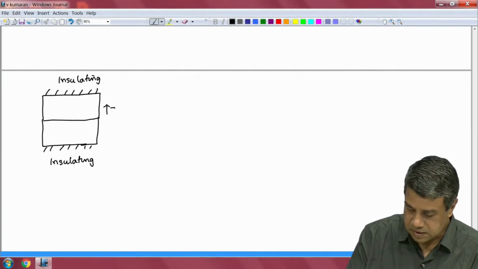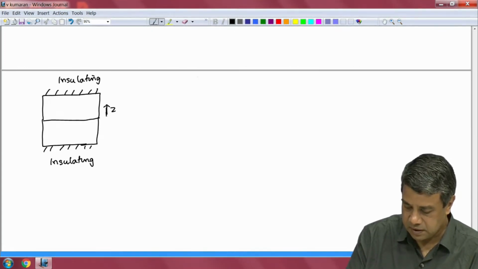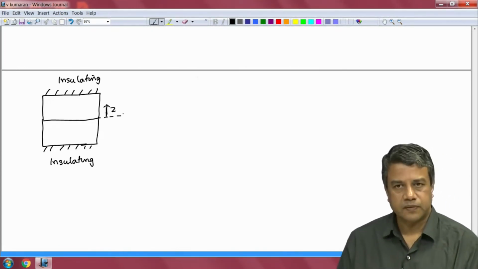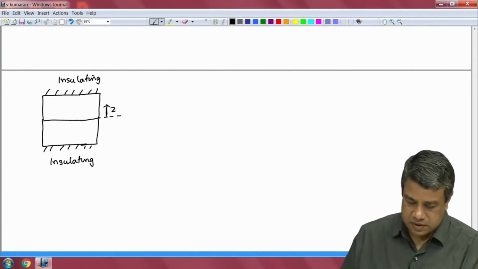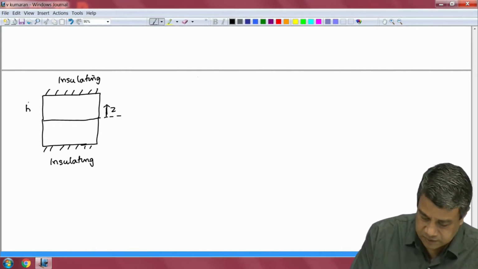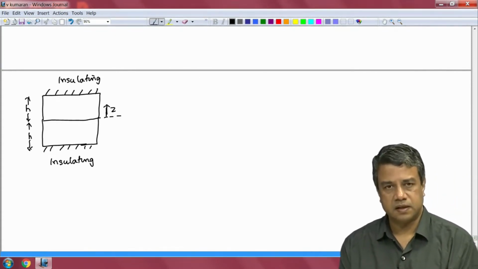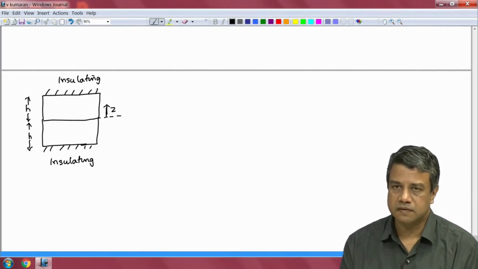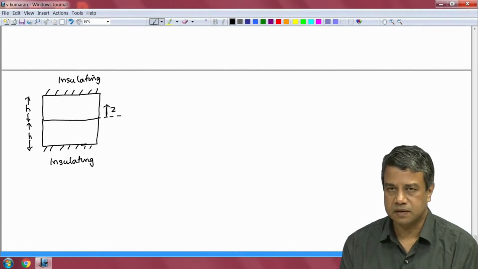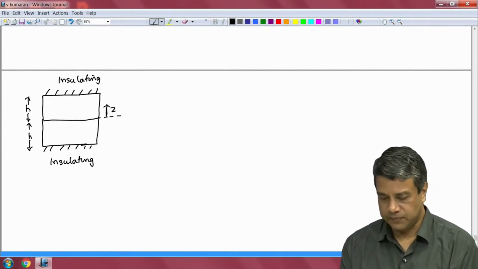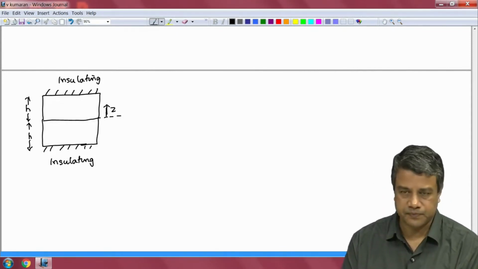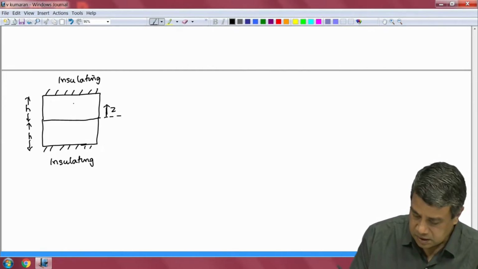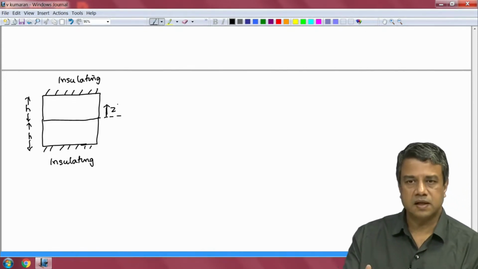I will use the z direction starting from the interface between the two blocks, and both of these have height h, and they are made of identical materials. So, they have the same thermal conductivity for simplicity. You could solve it even when the thermal conductivity is different, but in this case we will consider the thermal conductivities to be the same.